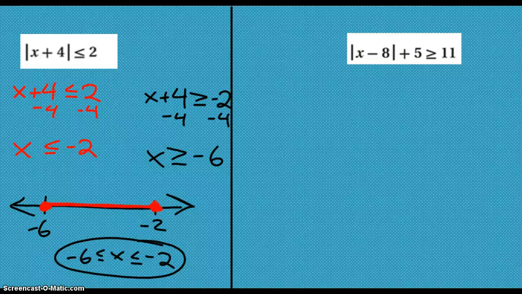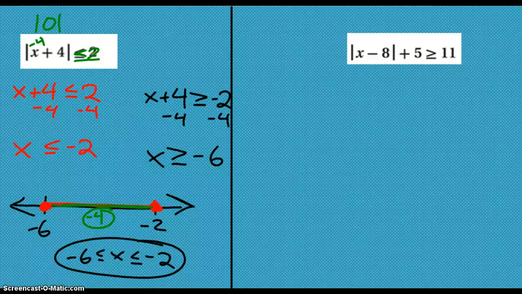But where you're going to figure out if it's an or an and is you can just test a point that's in between those 2 points. So I could have checked maybe negative 4 and checked to see what would happen if I put negative 4 in for x. Well, negative 4 plus 4 is 0, and the absolute value of 0 is 0, and 0 is less than or equal to 2. So I know that since this is part of my solution, I have to bring those points together.